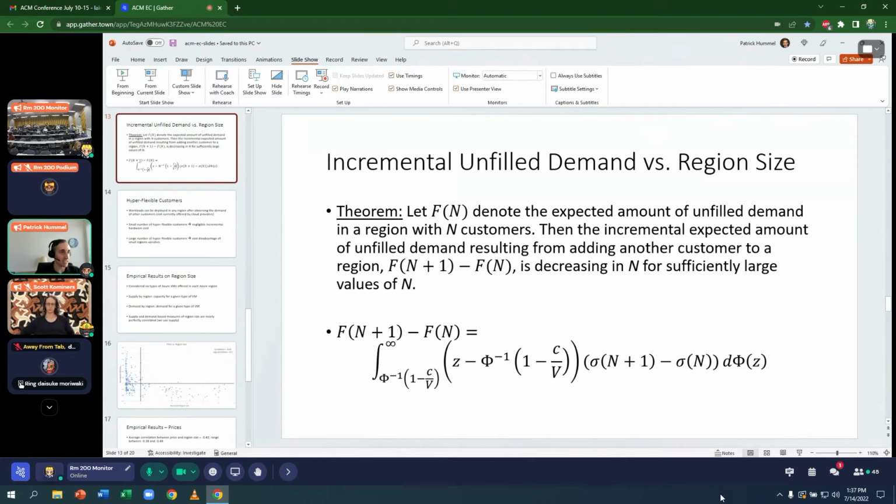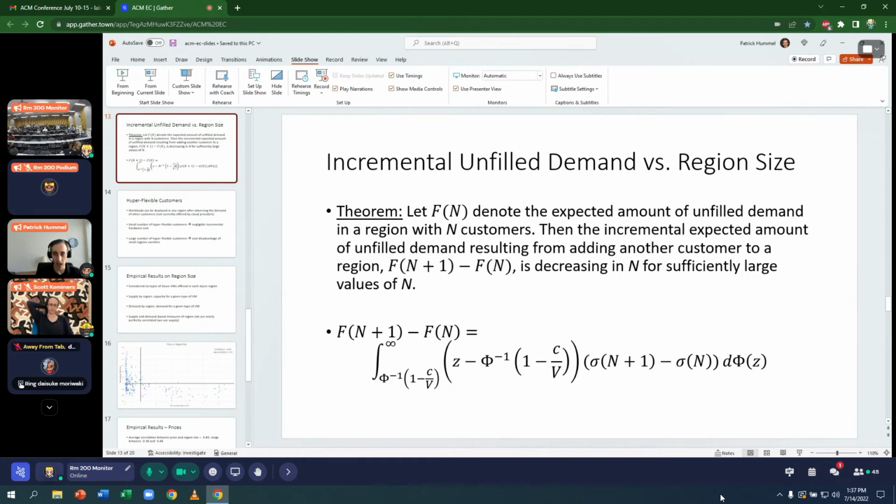And so when you combine this result with the result in our previous slide, it follows that it's better for a cloud provider who can send a customer to either a small region or a large region to send that customer to a large region, as that will cause both less additional capacity costs and also less incremental unfilled demand.